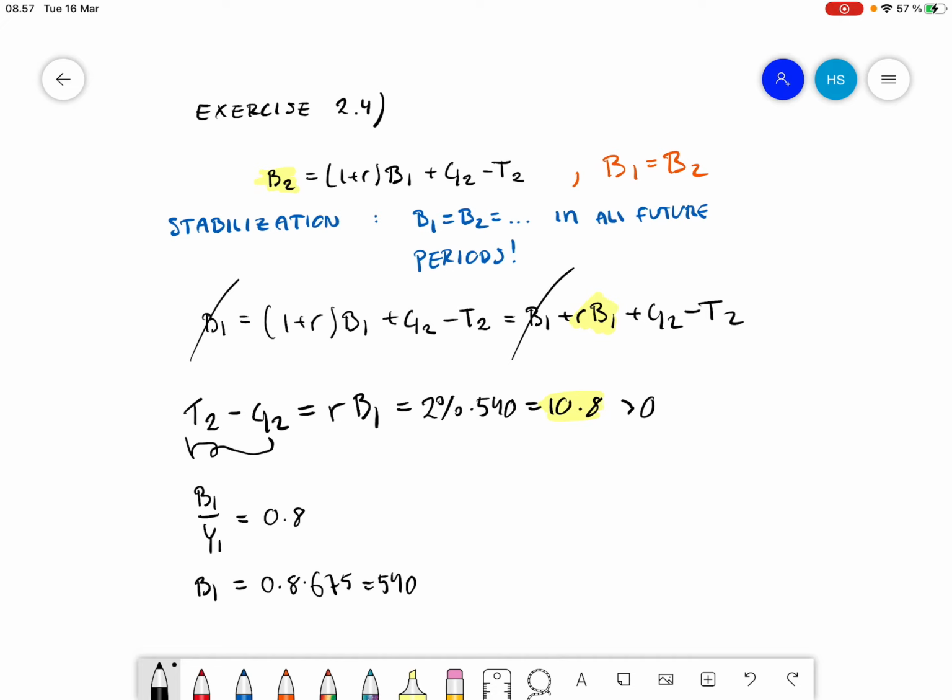So what is going on is that the government needs to run a primary surplus of 10.8 forever in order to stabilize debt in all periods. If the government runs a primary surplus that exactly offsets the interest payments on existing debt, then the debt stock will be kept constant forever if they keep doing this in each and every period.